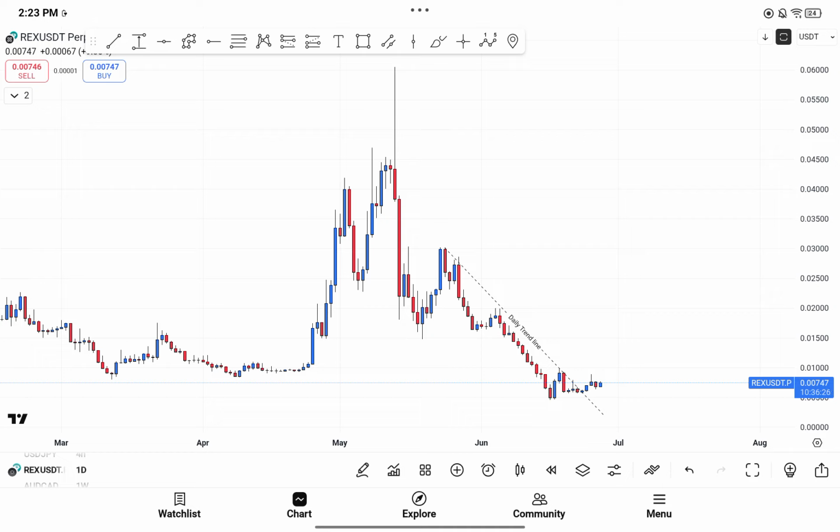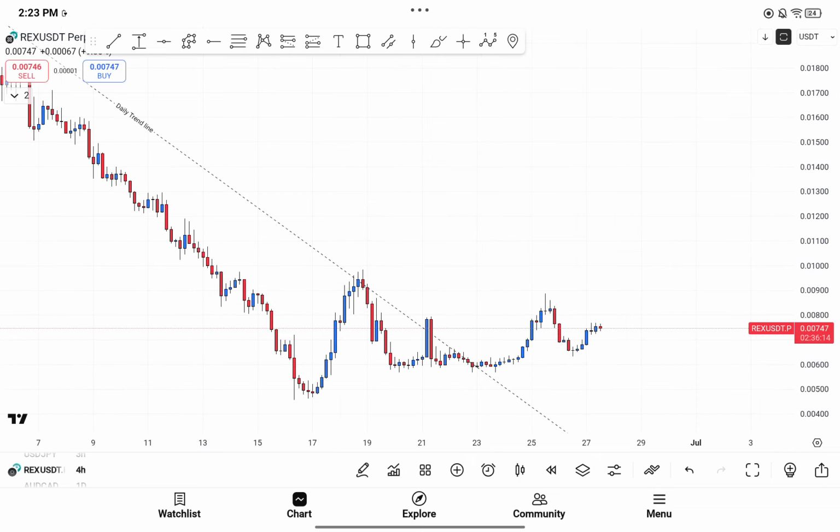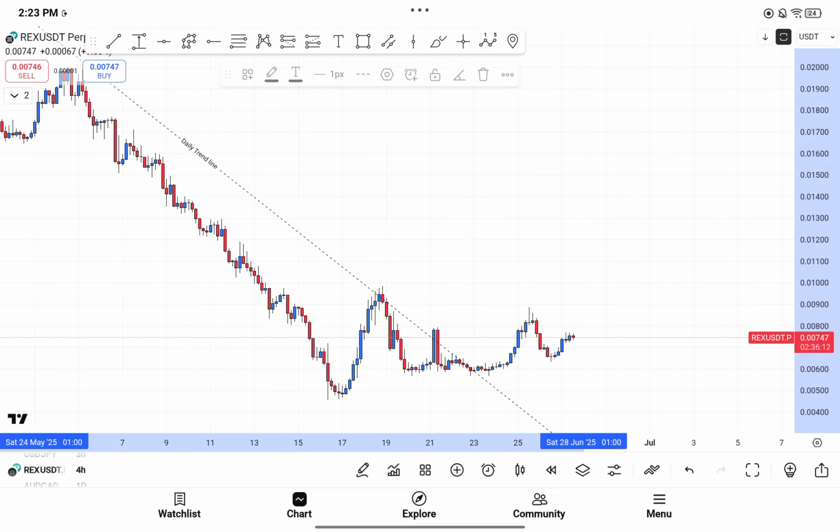So we're going to go to a smaller time frame to see what the market is doing. Know that whenever a trend line is broken, it signals a buy signal. So let's go to the smaller time frame. I'm first going to go to the 4 hours time frame. From the 4 hours time frame, you can clearly see that the market is making structural changes.